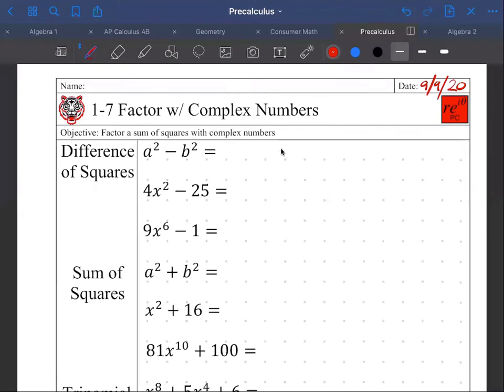Jaden, yeah. Let's get it, baby. All right, factor a sum of squares with complex numbers. There it is. Yep. Draw the marble.